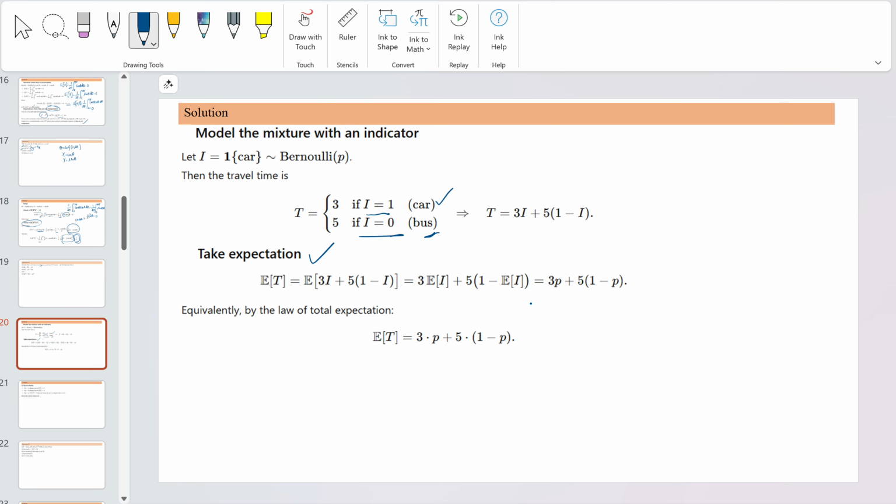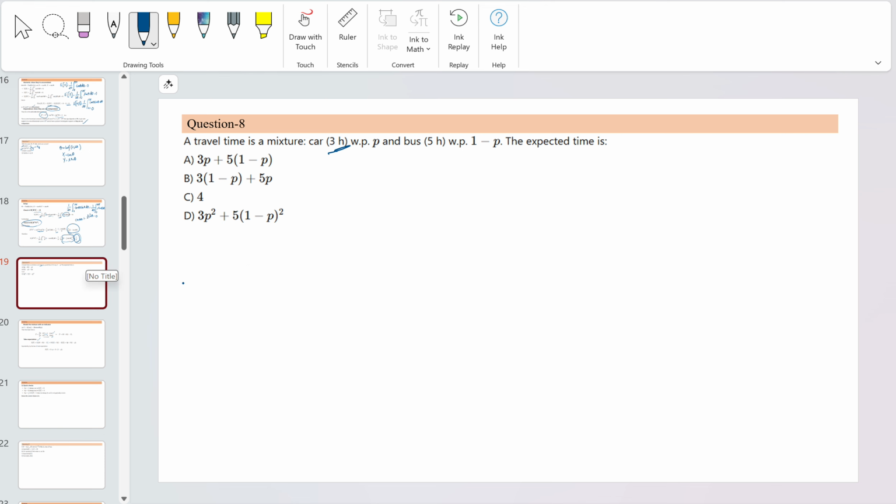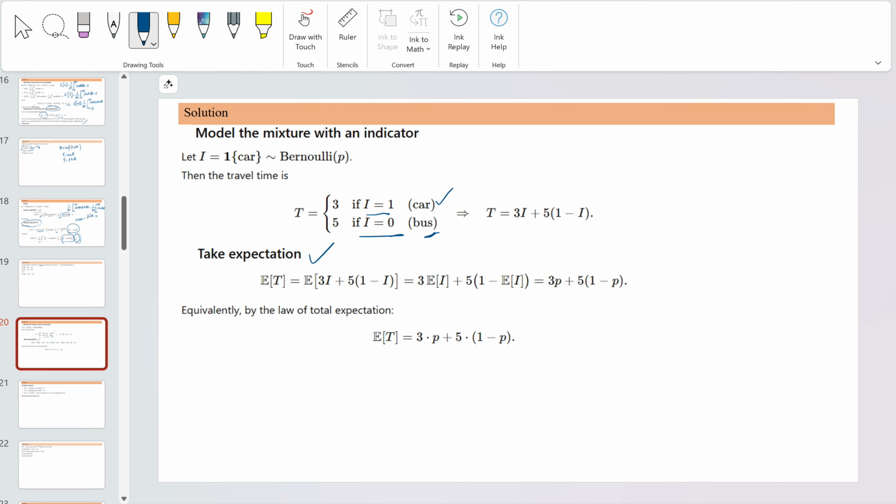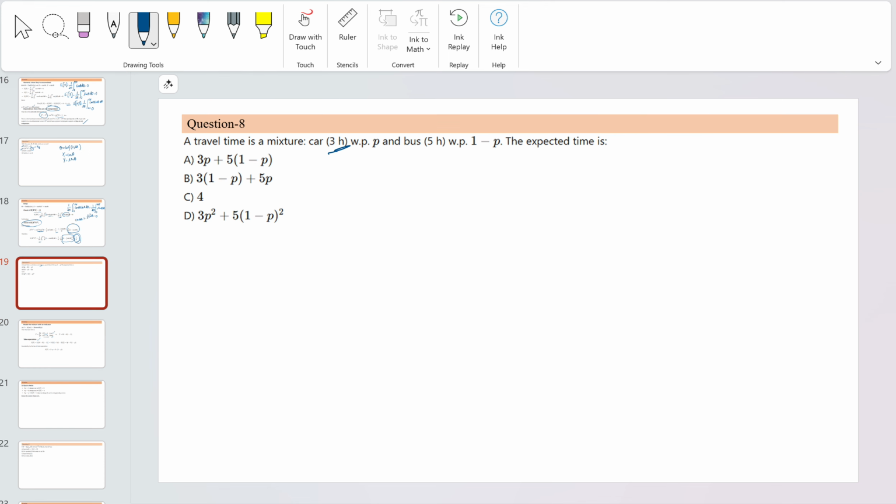times (1 minus expectation of I), which is equal to 3p plus 5 times (1 minus p). That is 5 minus 3p plus 5 minus 5p, that is 5 minus 2p. Okay, so looking at the options, 3p plus 5 (1 minus p), the correct option is A.